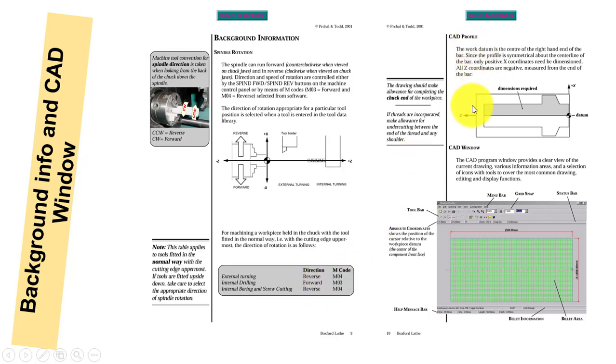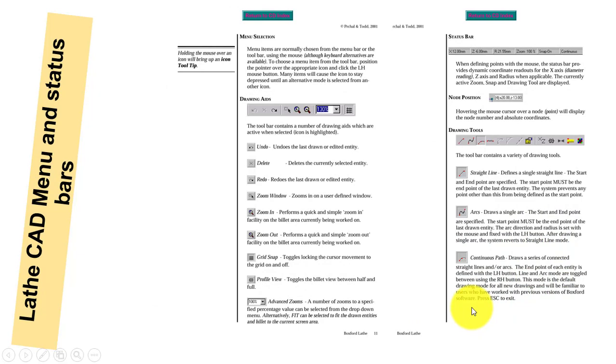Then the CAD profile, or CAD window. It is labeled with the different areas available on the graphical user interface of the LatheCAD window. We have the status bar, grid snap, menu bar, toolbar, help message bar, and so on.